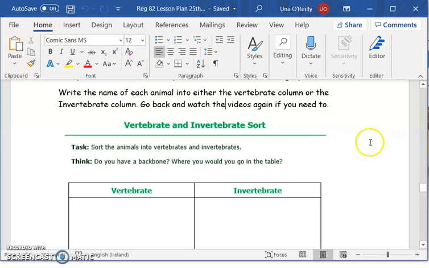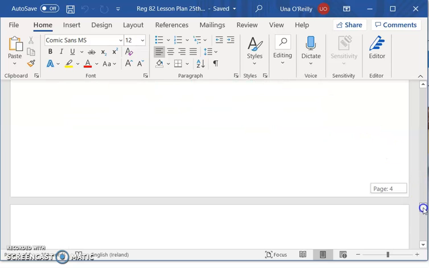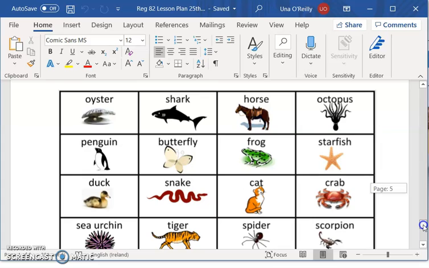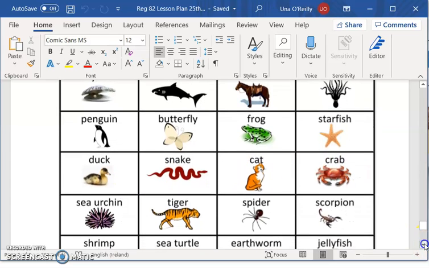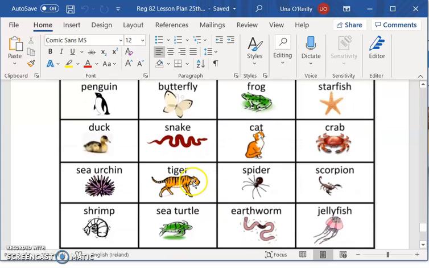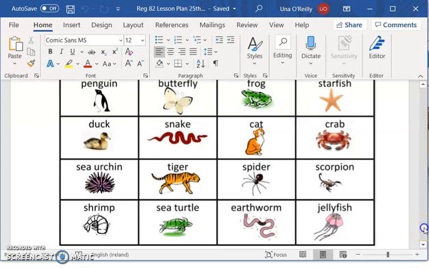So the animals that you have to choose from are down here. You've got an oyster, a shark, a horse, an octopus, a penguin, a butterfly, a frog, a starfish, a duck, a snake, a cat, a crab, a sea urchin, a tiger, a spider, a scorpion, a shrimp, a sea turtle, an earthworm, and a jellyfish. Don't worry if you don't know them all, but I think you'll be able to have a good guess at most of them from watching the videos.